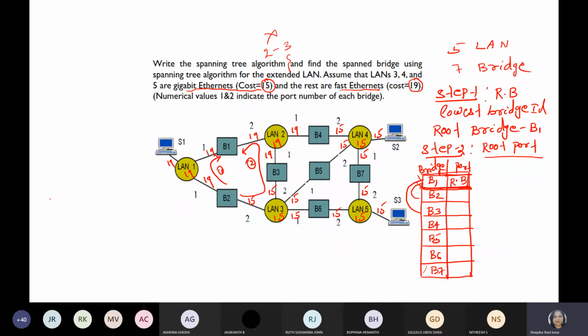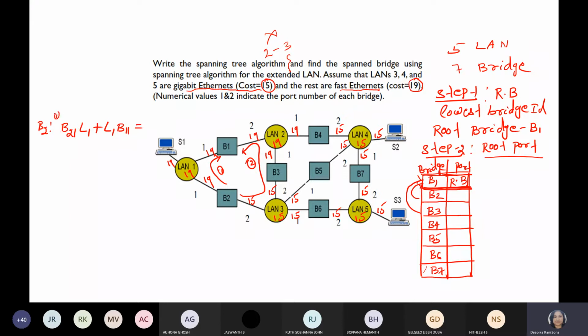Suppose we are going to find out, with respect to B2, B2 to B1. So what is the cost? B2 to LAN 1, B21 LAN 1, again LAN 1 B11. What is the cost? Later we will find out.